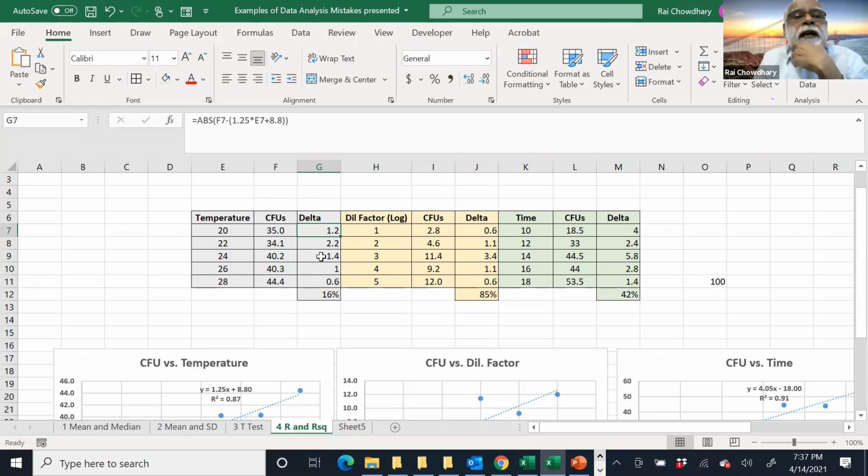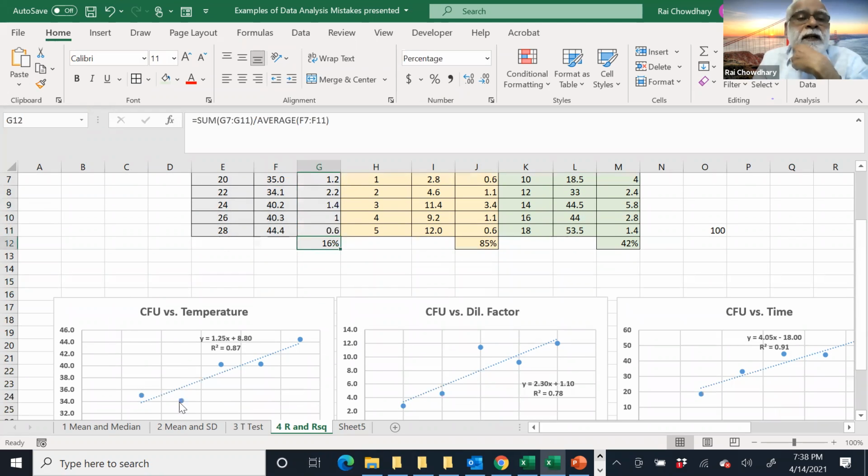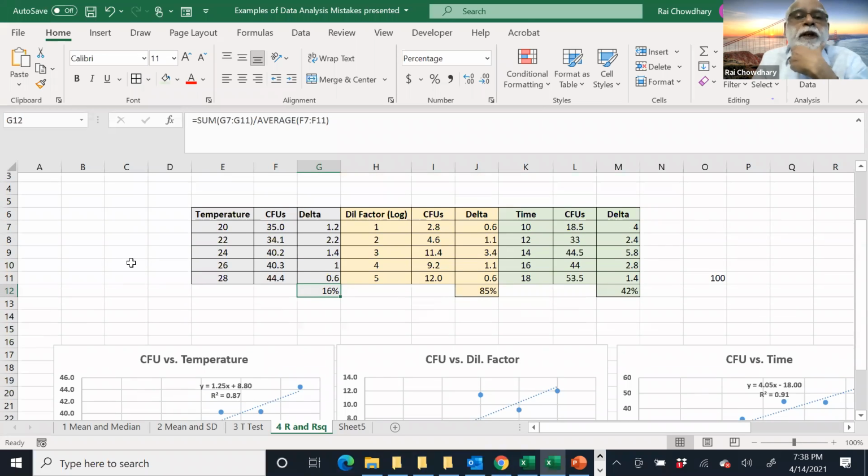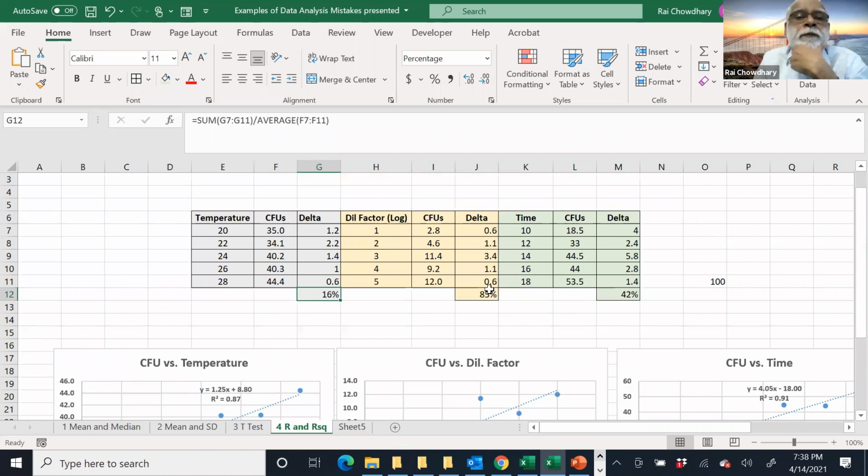So all of these were added together, okay? And then as a percentage of CFUs of my y variable, it was 16%. So basically what this is telling me is that this spread is about 16% of my nominal average value, which is not too bad. Compare that with here, 85%. So the spread took up 85% of the mean value. So this is a terrible predictor. Okay, dilution factor is a terrible predictor.